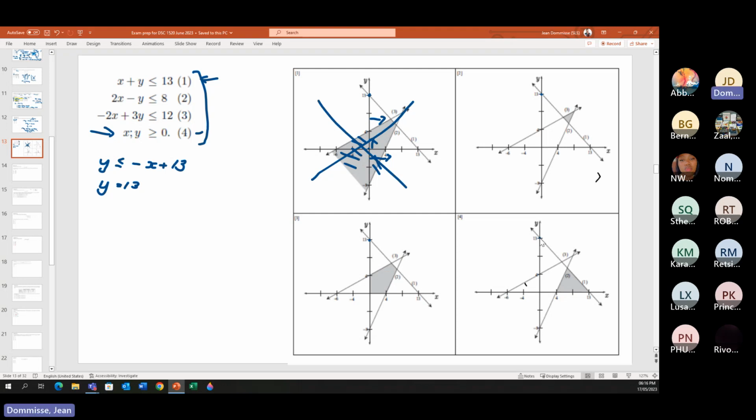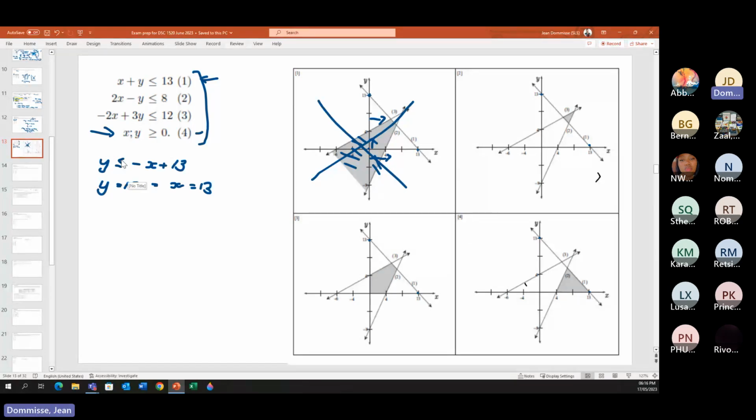Okay, so all of those are right so far. If y was 0, then x would also be 13. So let's just check. Okay, that's 13. So that line is a correct line. That line is a correct line. That line is a correct one. And that one is correct.